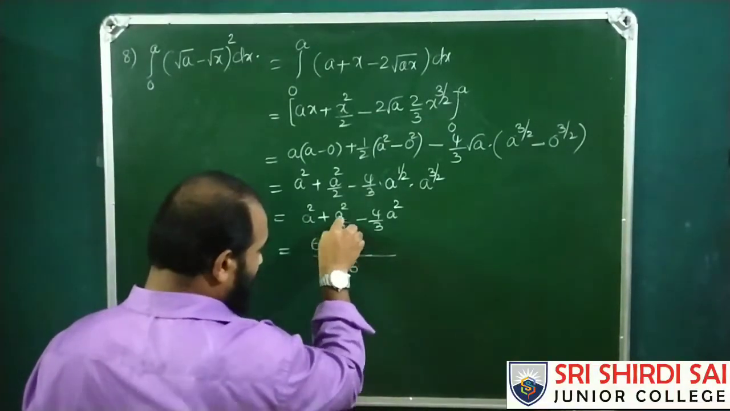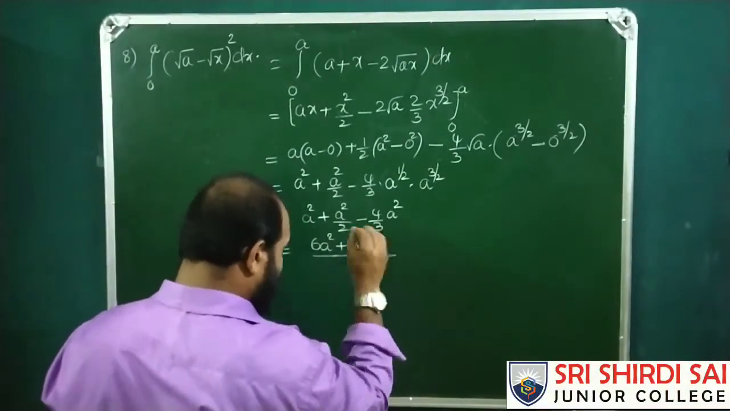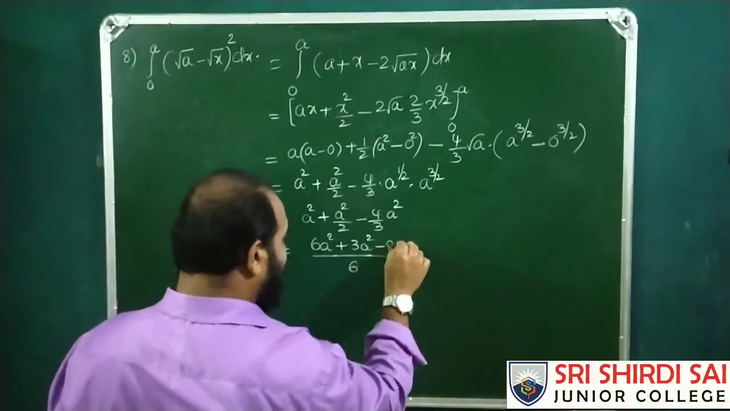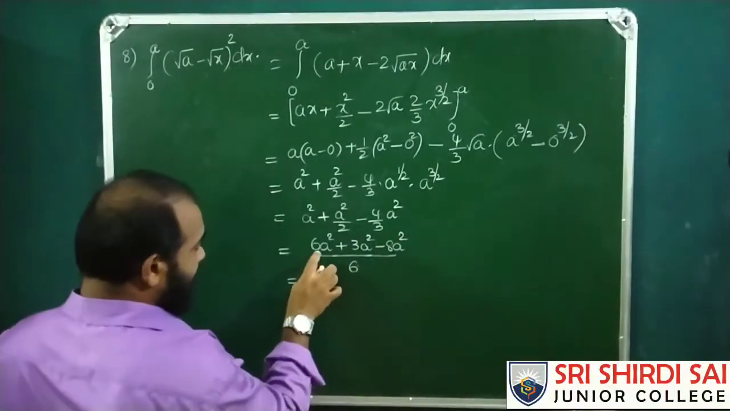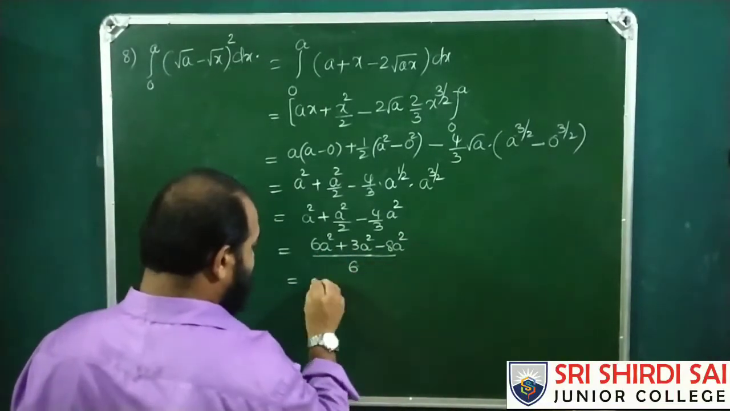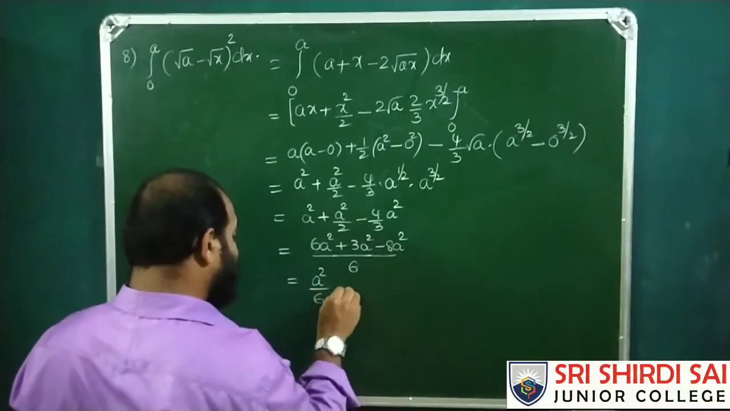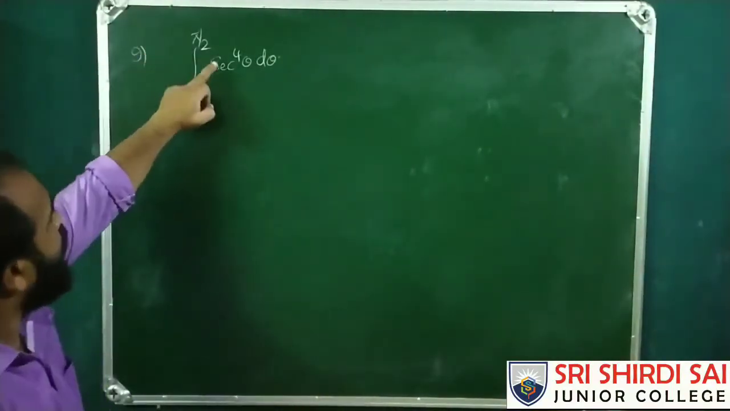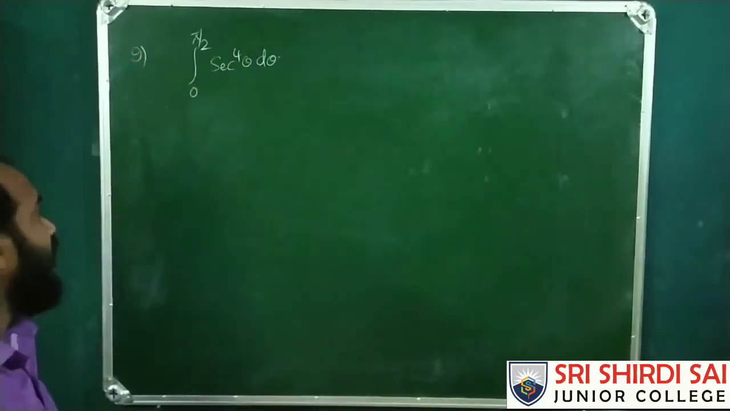6 by 2, 3 into a square, 3a square. Minus 6 by 3, 2 fours are 8a square. So this is 6 plus 3, 9a square, minus 8a square, a square by 6. The ninth question: integral 0 to pi by 2 secant power 4 theta d theta.